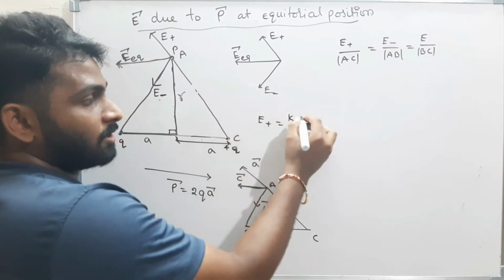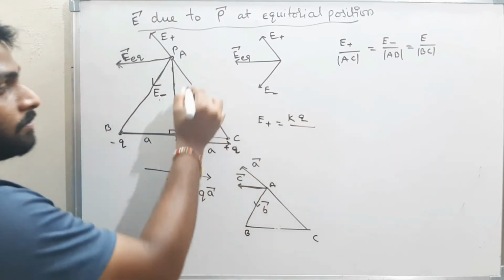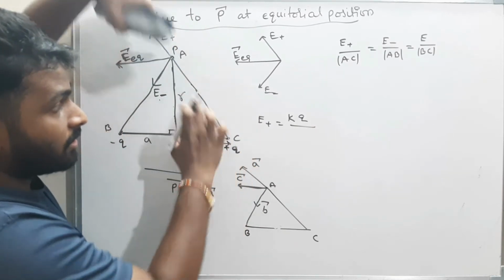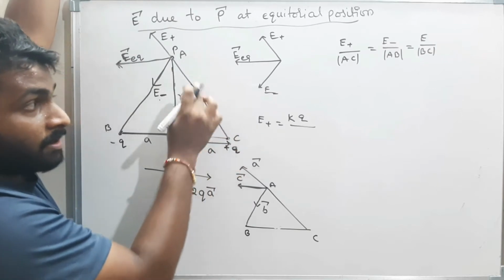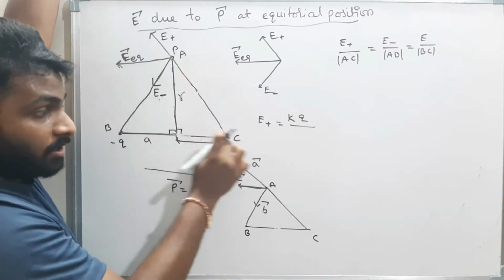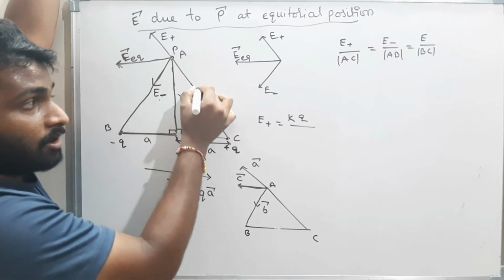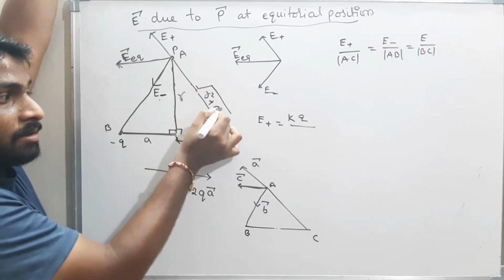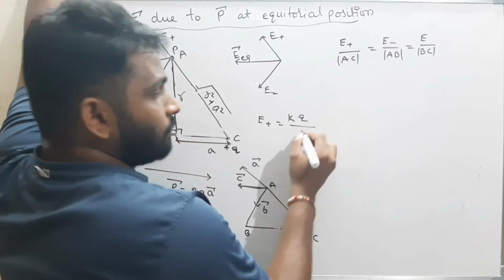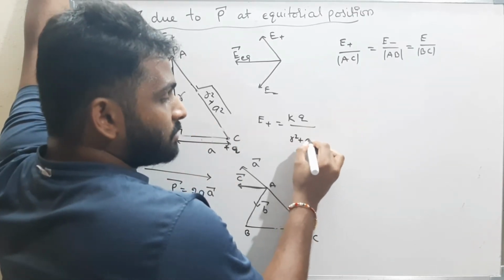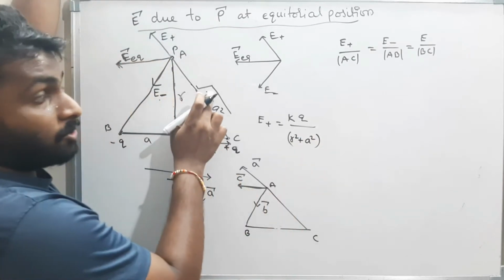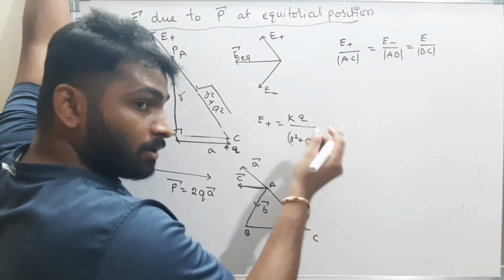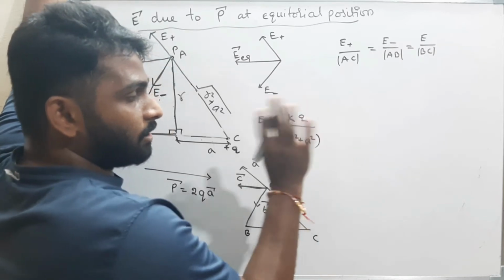K charge Q by, what is the distance between them? What is this distance? This is A, this is R. What is this distance? This is nothing but this right angle triangle. By using Pythagoras theorem, what will you get? I will get this distance as root of R square plus A square. Under root whole square is nothing but 1. Therefore, I can leave it like this.